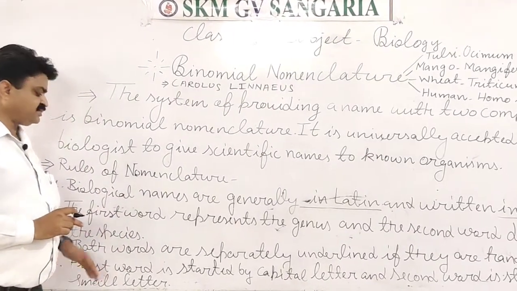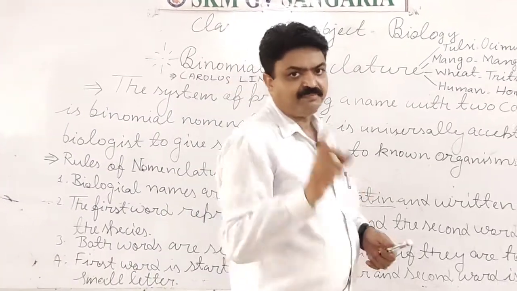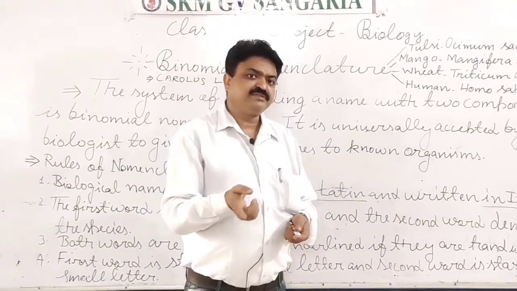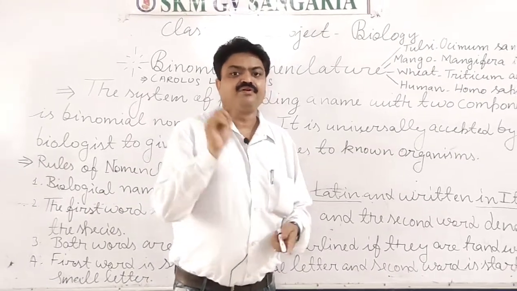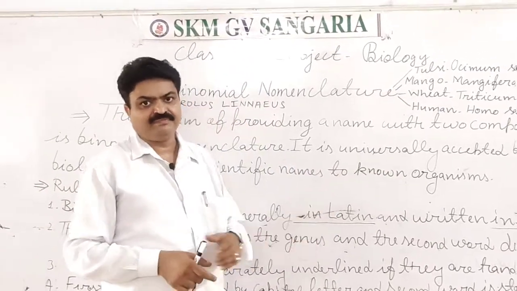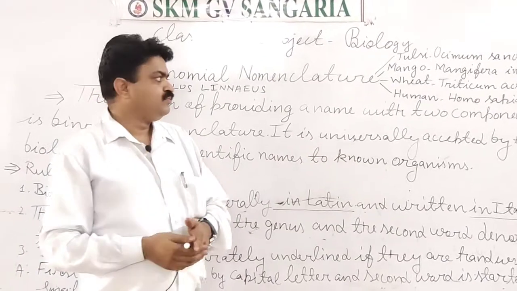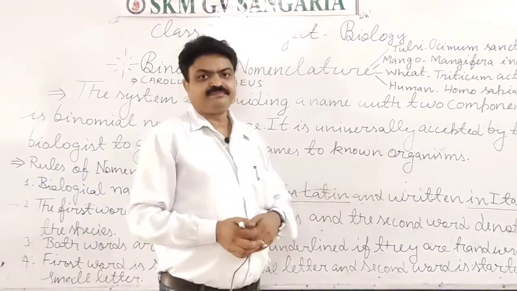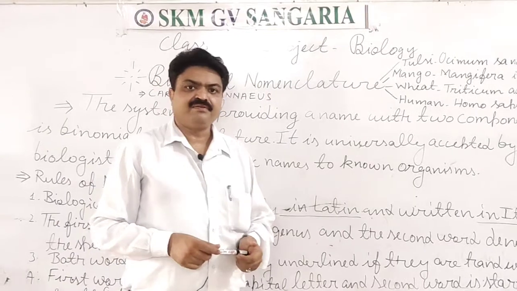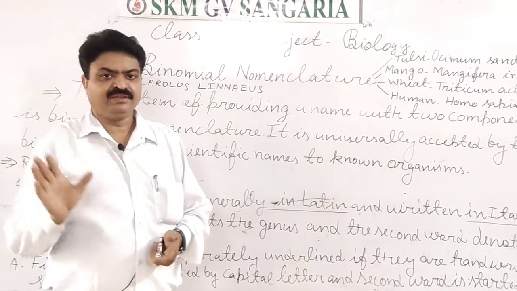Next, students, the first word is started with a capital letter, and the second word is started with a small letter. And if we write the binomial name by hand, then we underline those two names separately. But if they are written in printed form, then we don't underline them.